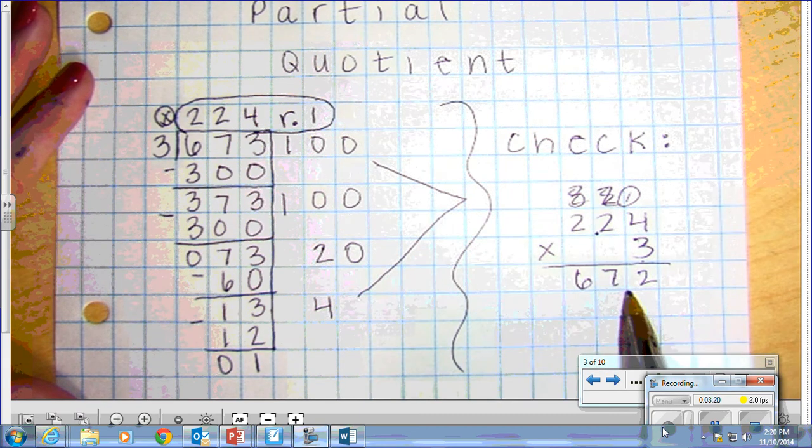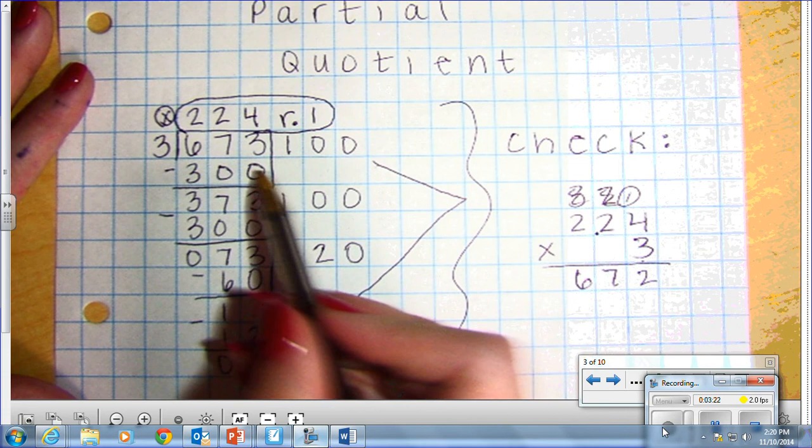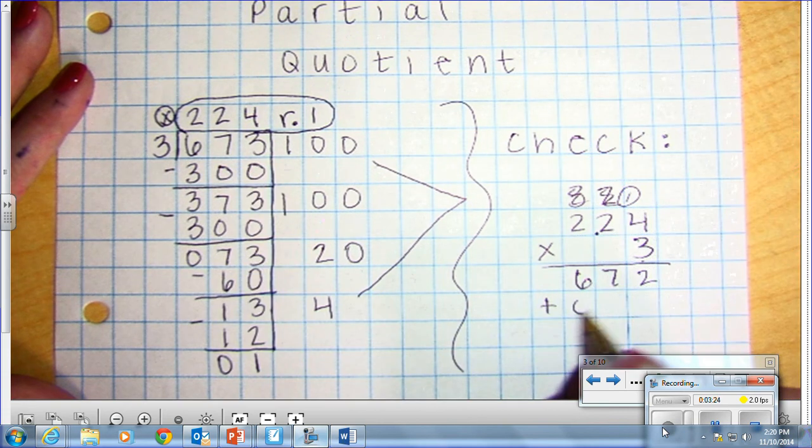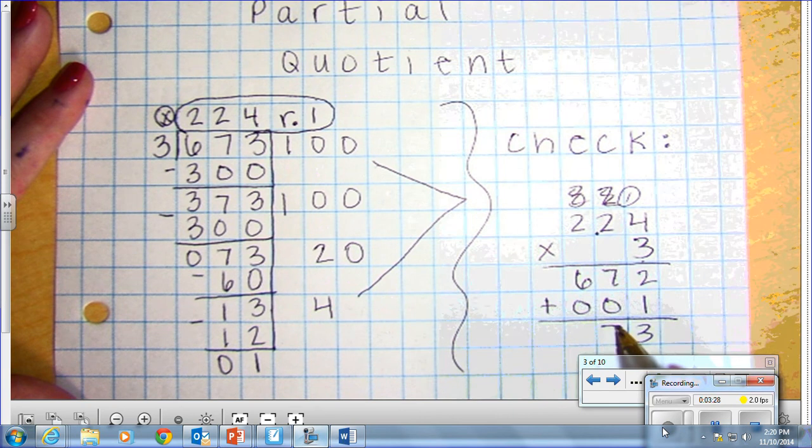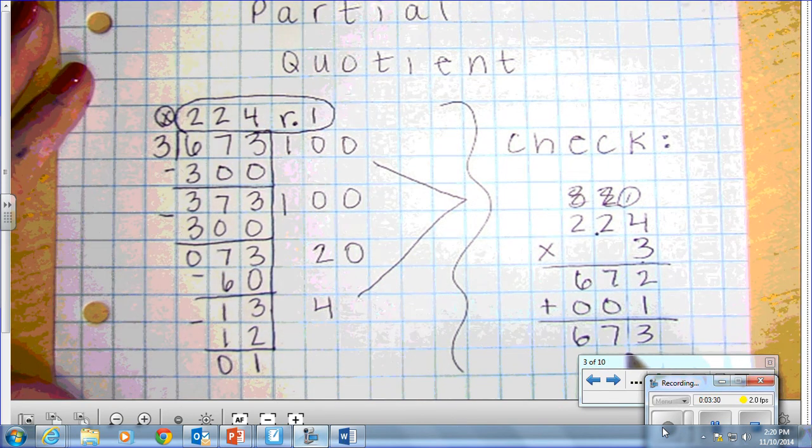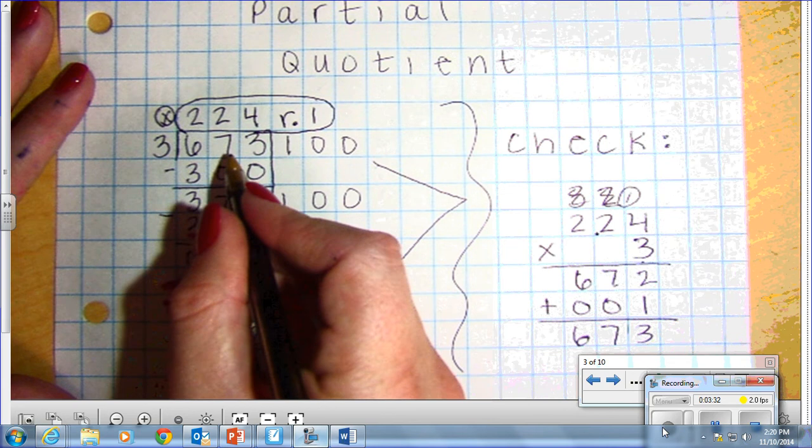I noticed that that is not the dividend I started with, but that I did have a remainder, and I always add my remainder, which would give me 673, which is what I started with in the very beginning.